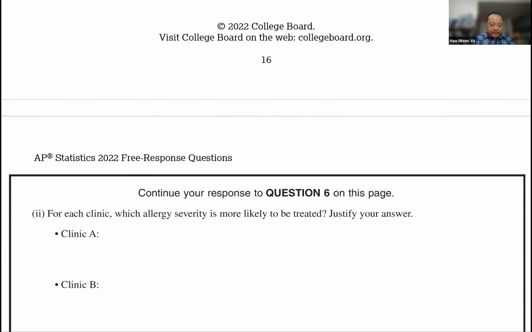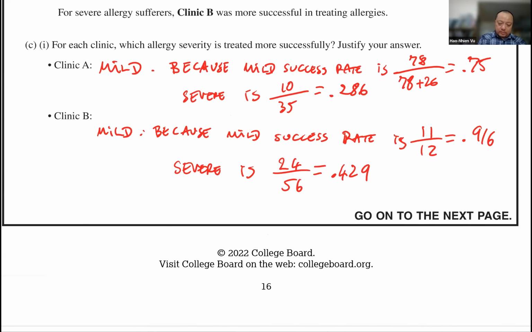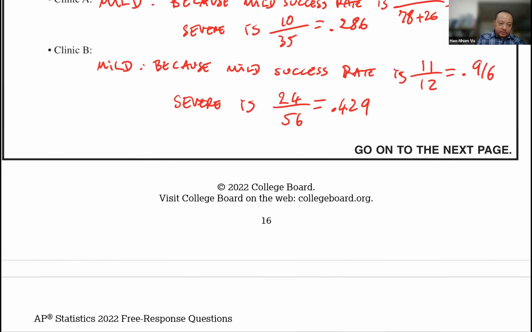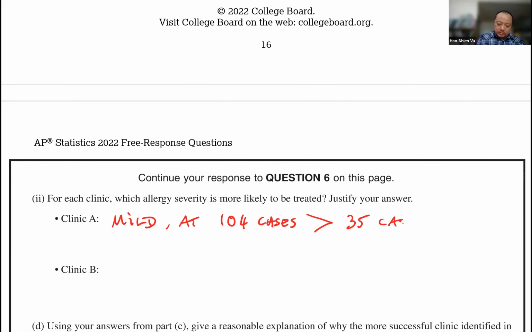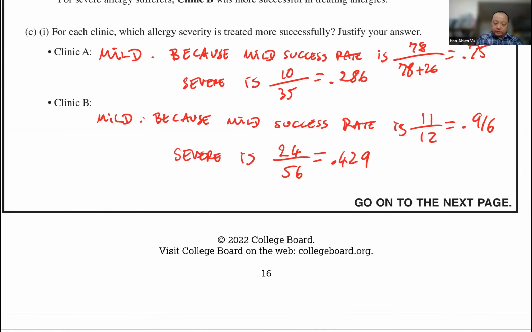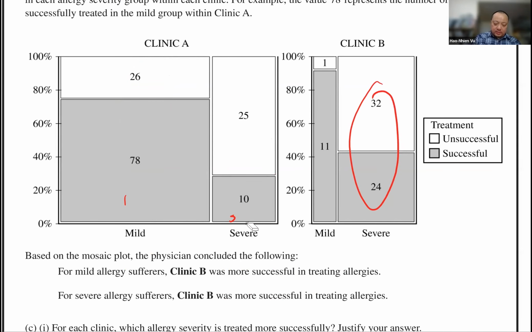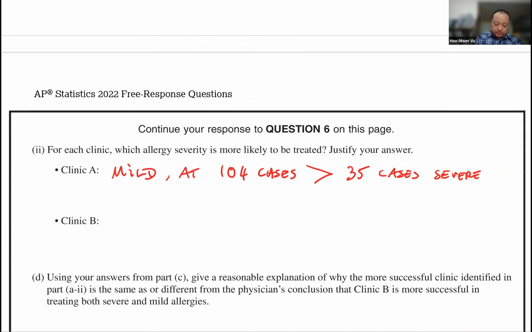So for Clinic A, they got 104 cases, which is more than 35 cases for severe. Whereas for Clinic B, they treat more severe cases. They treat 56 severe cases compared to just 12 mild.